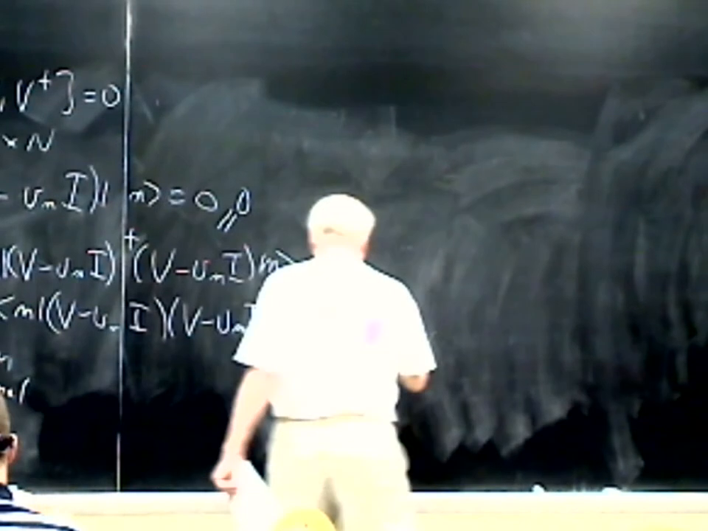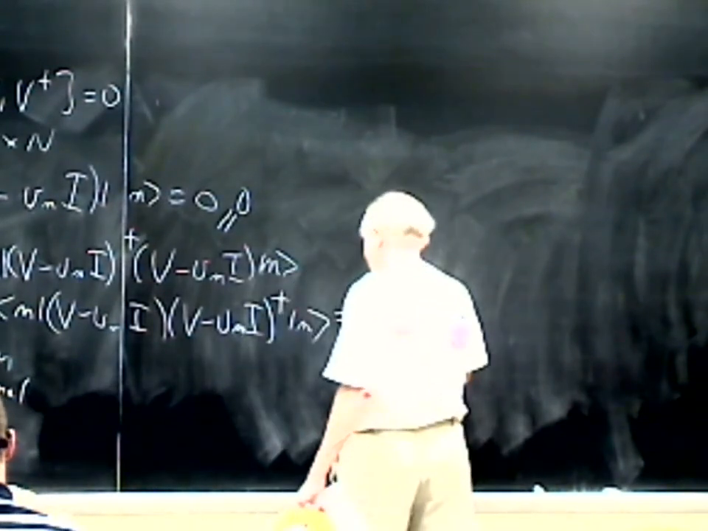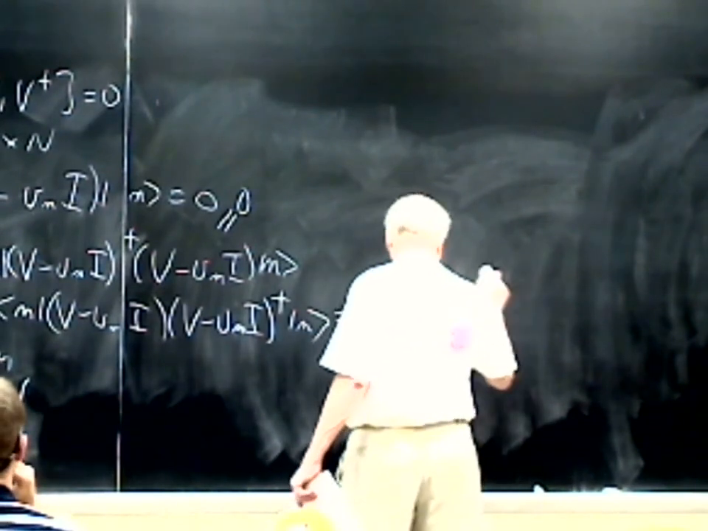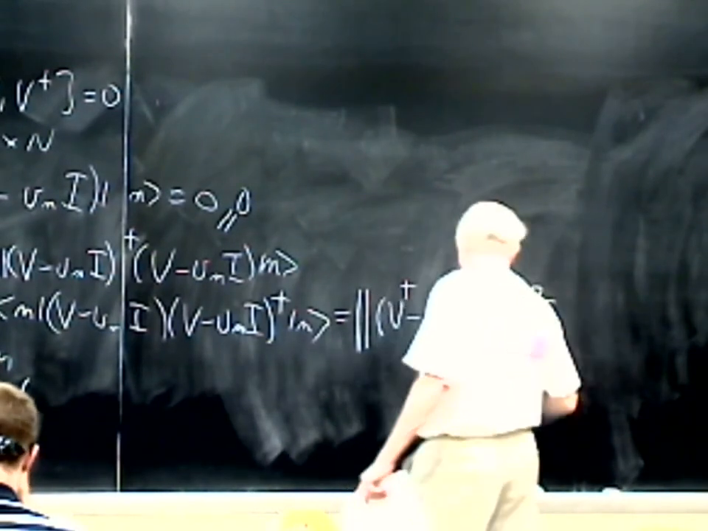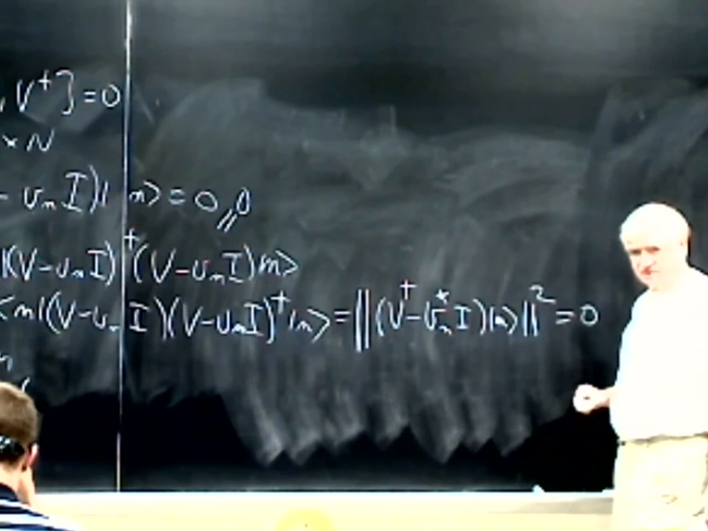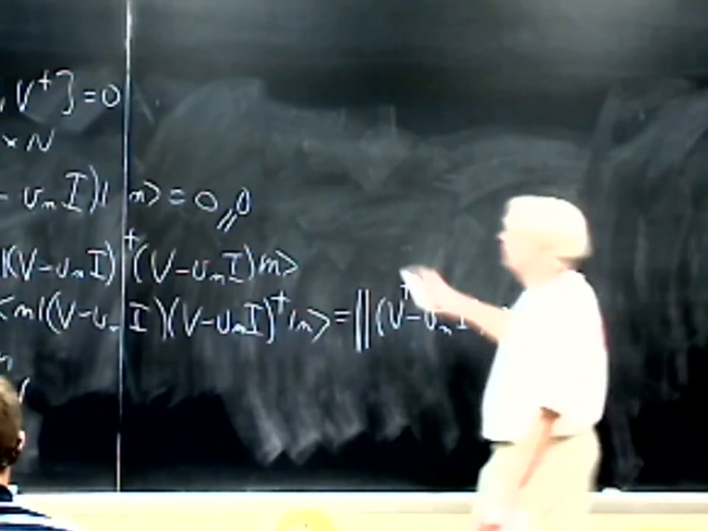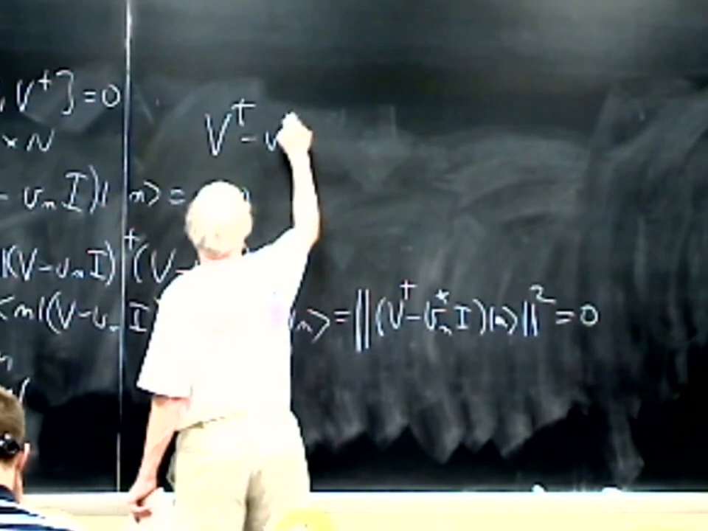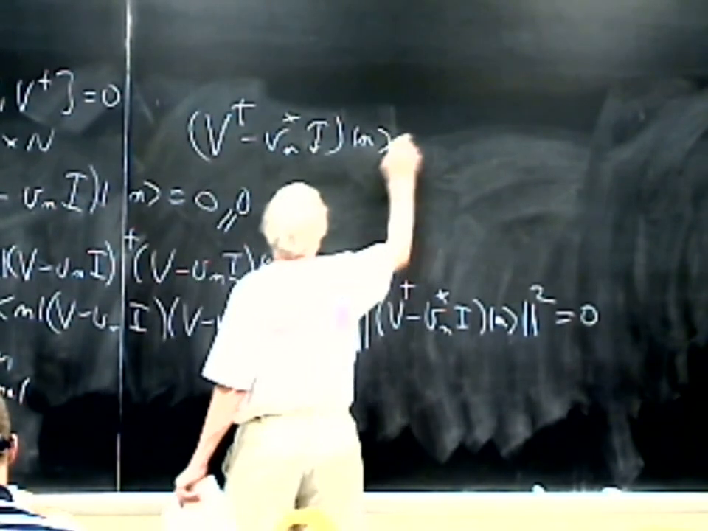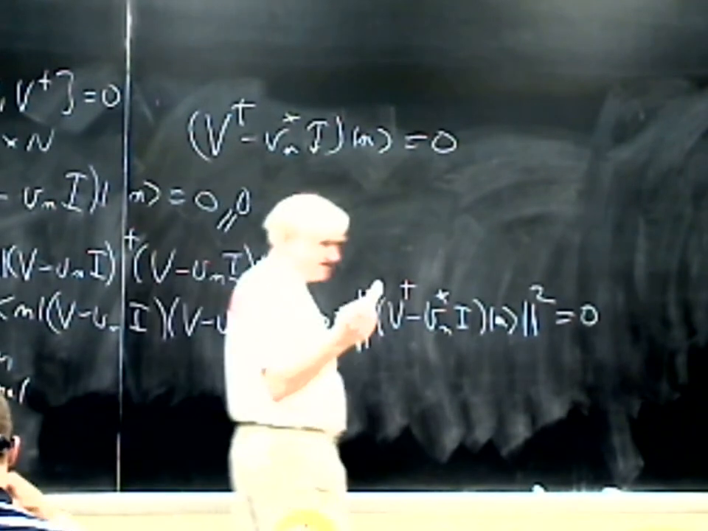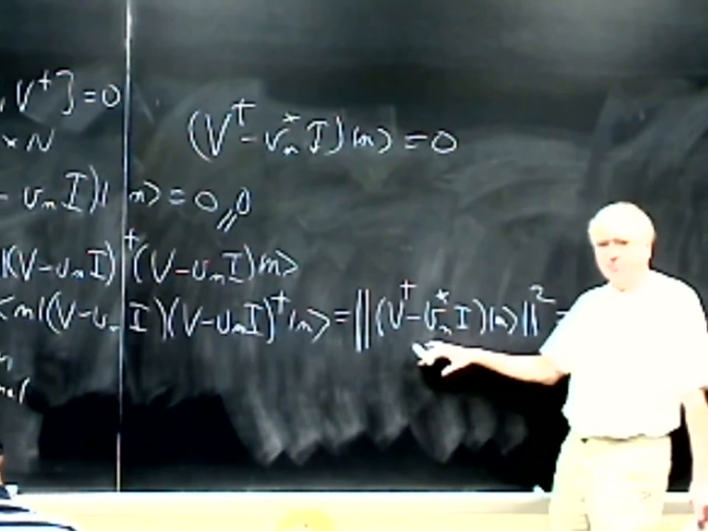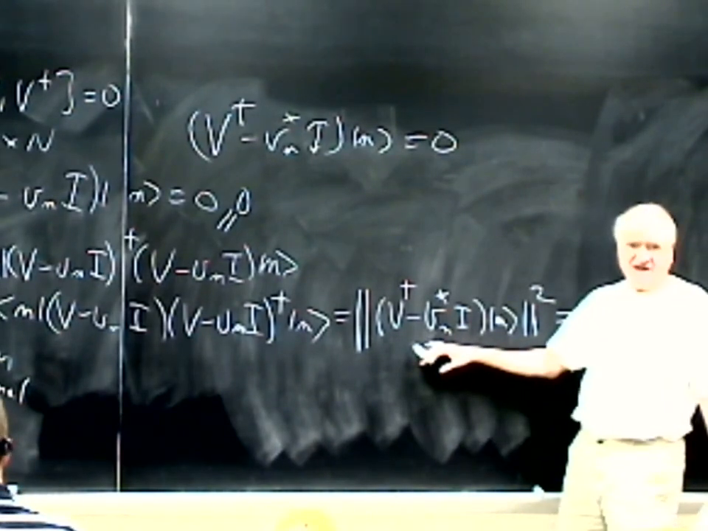On the other hand, this is just the norm squared of the state (V dagger minus Vn star I)|n>, but it's zero. So that means that the norm of this state is zero. That means (V dagger minus Vn star I) times |n> is equal to zero because it's a vector that has length zero. Of course, we're relying here on the inner product being Hermitian or non-singular. In other words, if the inner product of the state with itself is zero, then the state has to be the zero state.